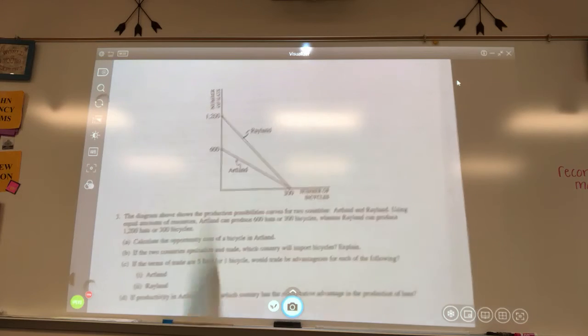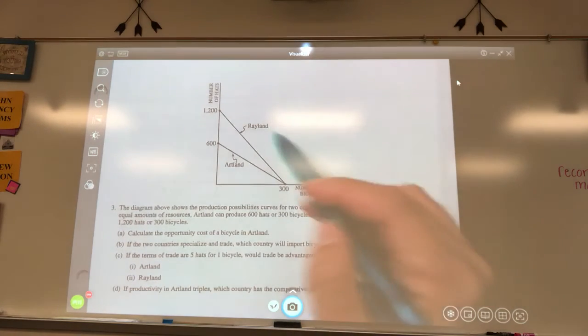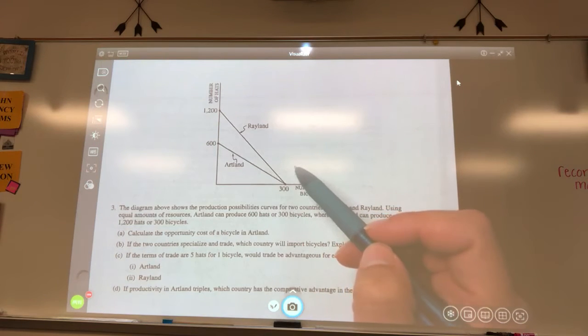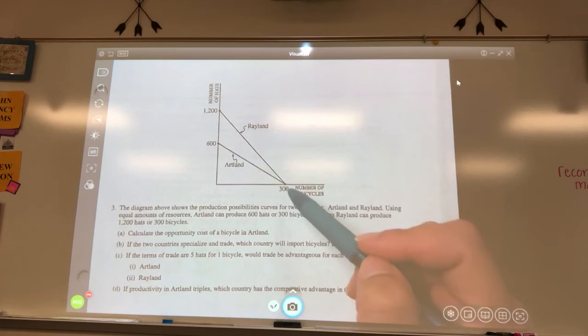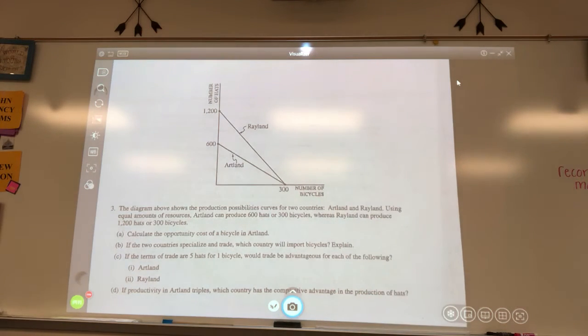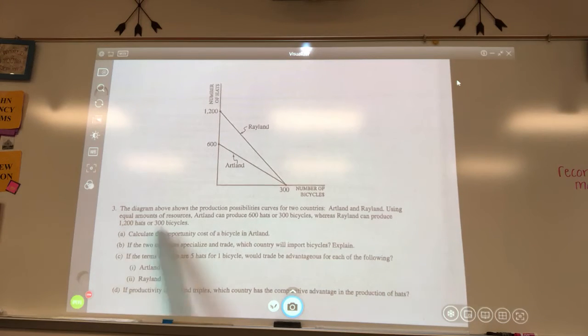Okay, so let's look at this. What is this giving us? It is giving us data, but in what form? This is a graph, but what is it called? The production possibilities frontier. Basically it says this diagram above is the production possibilities curve for 2 countries, Artland and Rayland. Using equal amounts of resources, Artland can produce 600 hats or 300 bicycles. Rayland can produce 1,200 hats or 300 bicycles.